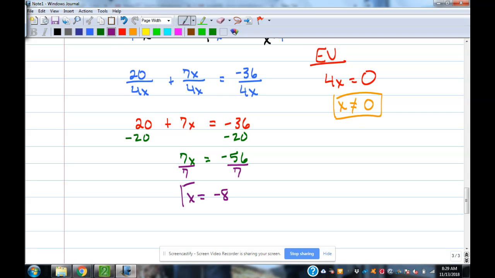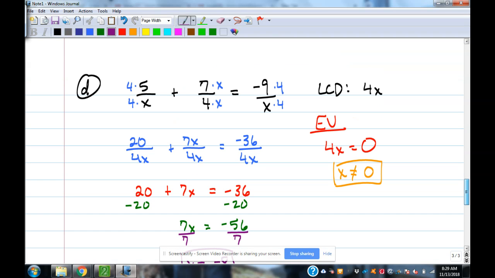Negative 8, good job. Does that match our excluded value? No, so we're going to keep that. In that equation, which one? The original? Okay. Did you not specify that on both sides?